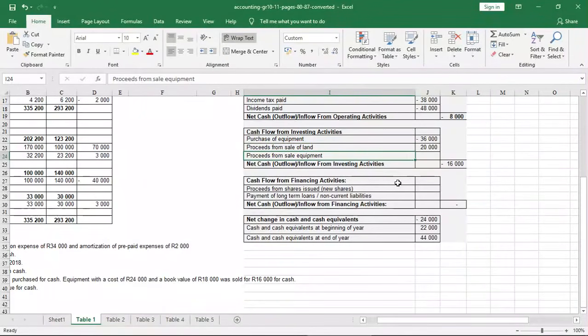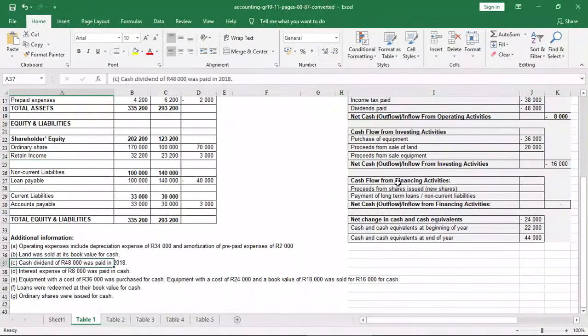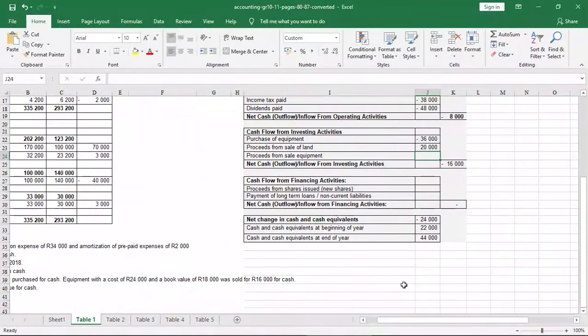And then proceeds from the sale of equipment. Now remember, from the equipment that we looked at that we sold, that was the only one that we were told we sold. We sold it for 16,000 rand cash. When we sell it for cash, we put it in our cash flow statement. So we put 16,000 rand.